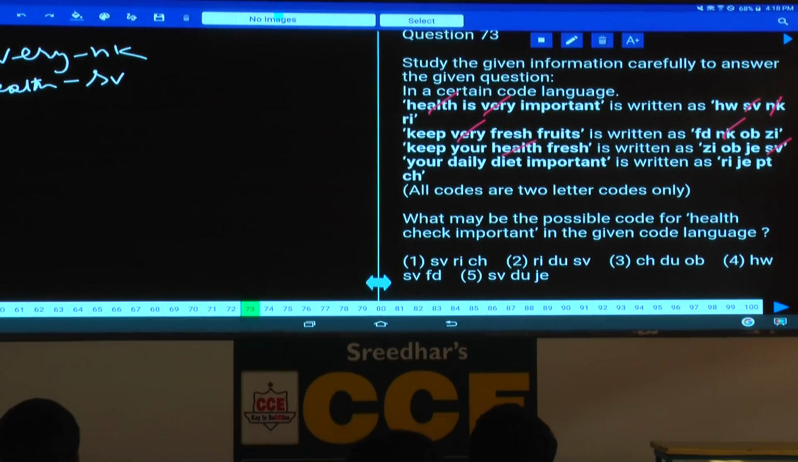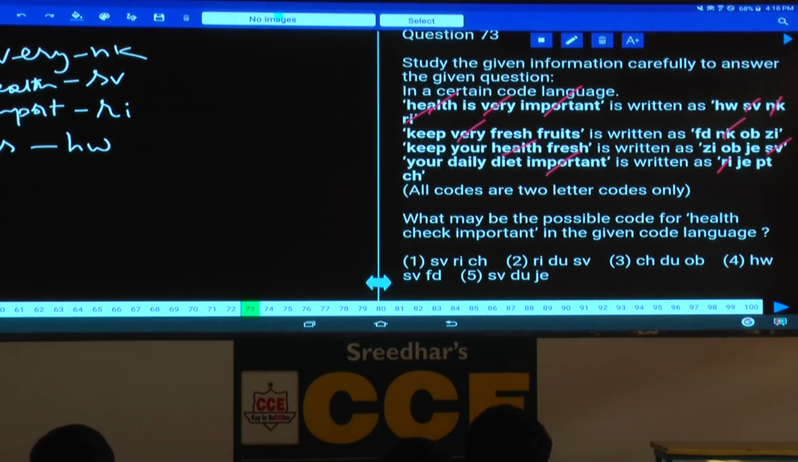Then compare the first one and the fourth one. If you compare these two, "important" is the word which is common. As "important" is common, what is the code which is common between these two? H, W, R, I. RI is common between these two. Hence "important" is RI. As "important" is RI, what is the code to the word "is"? HW. The code to the word "is" is HW. Clear?